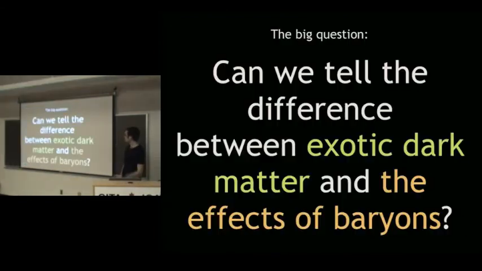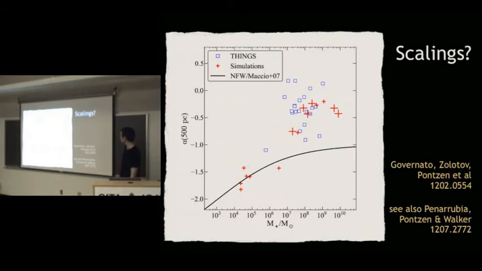So the really big question is, can we tell the difference between some exotic particle physics models where you generate these cores and just the slightly more boring, perhaps, and from one perspective, effects of baryons? And it would be nice if we could do that. I want to give you a couple of things that we might go after to do that. I think one of the clearest things we can go after is the scalings. How do the properties of these cores observationally change as a function of, say, the stellar mass of a galaxy?